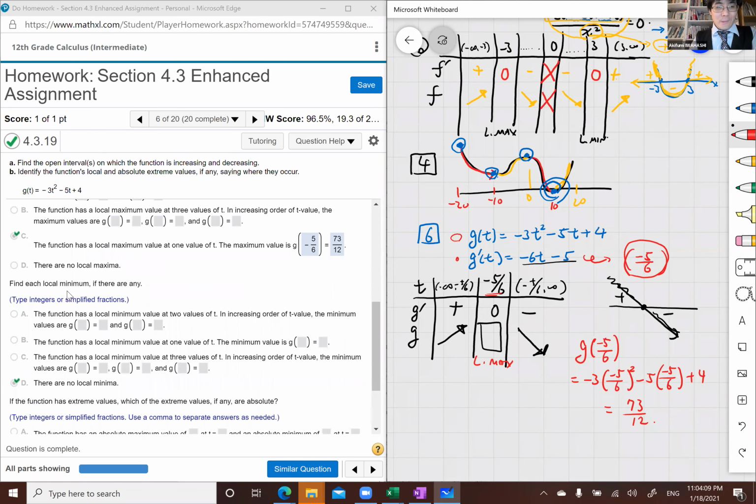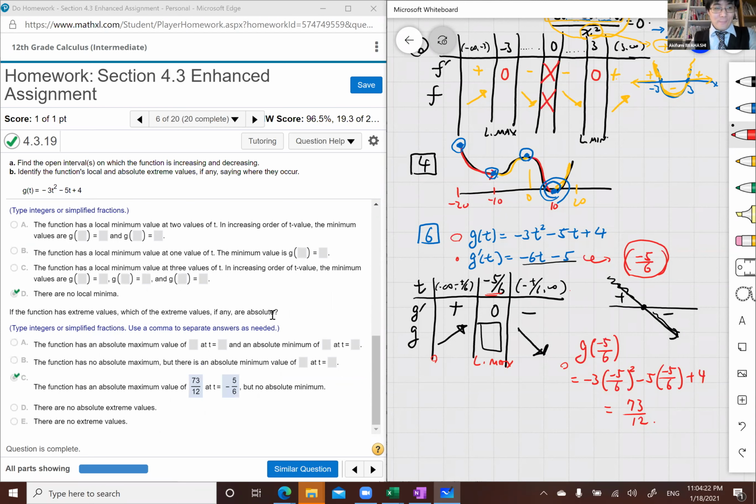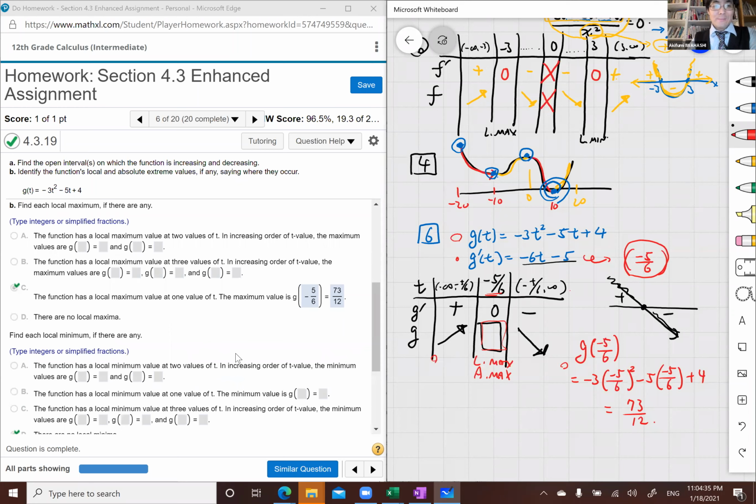Are there local minimums? There are not, because you don't have an endpoint here, and you don't have an endpoint here. So you really cannot have a local minimum point in this case. So does it have any extreme values? The answer is yes, because this is also the absolute maximum. So you're going to have the same answer as in here.